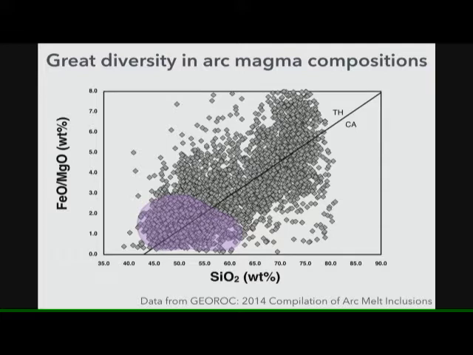When you melt the mantle, and you have a melt that is still in equilibrium with the mantle, we call that a primary melt.